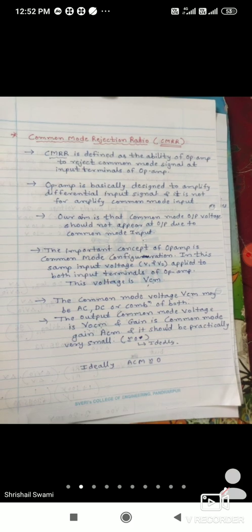So the important concept of op amp is the common mode configuration. In this configuration the same input voltage is applied to both input terminals of the op amp, that is, V1 and V2 are connected to the same input voltage, VCM.